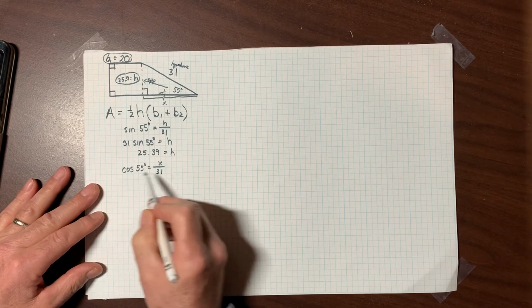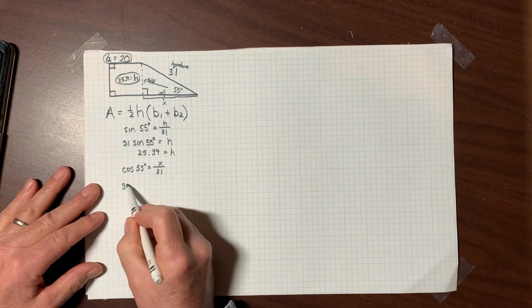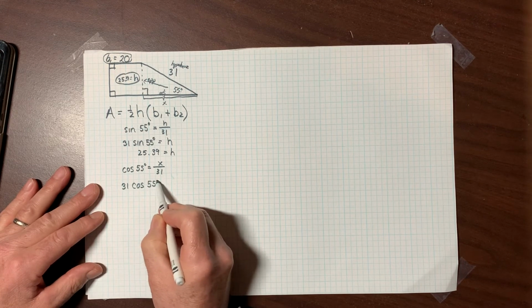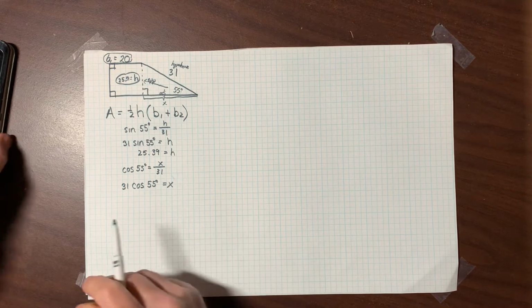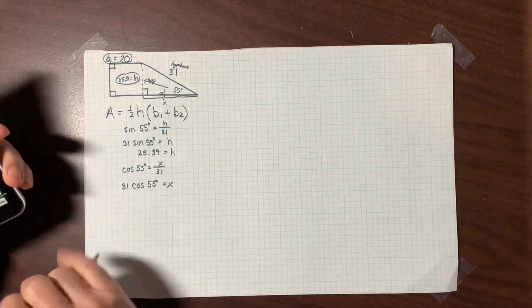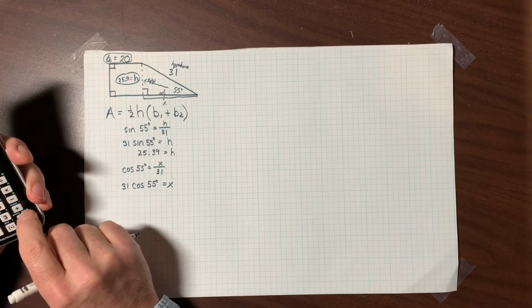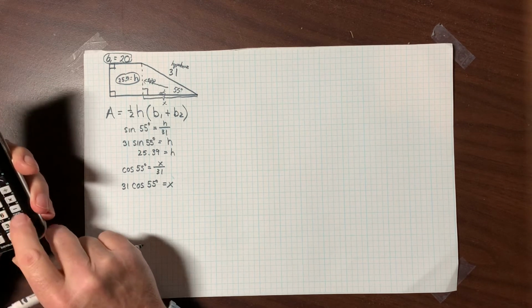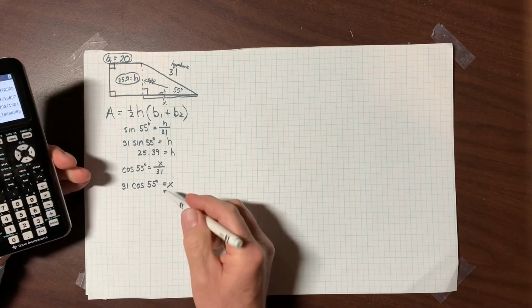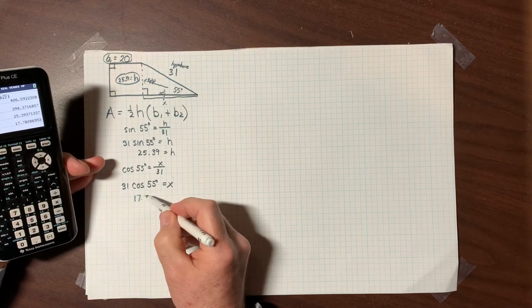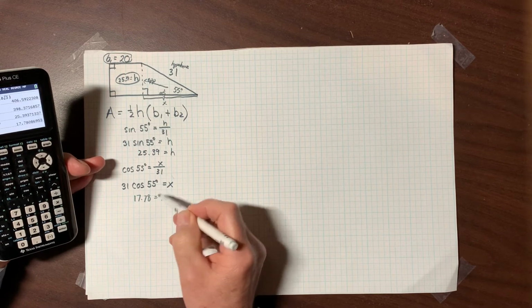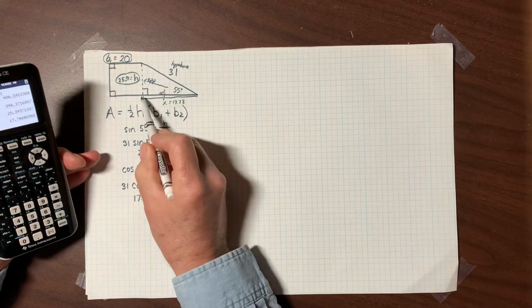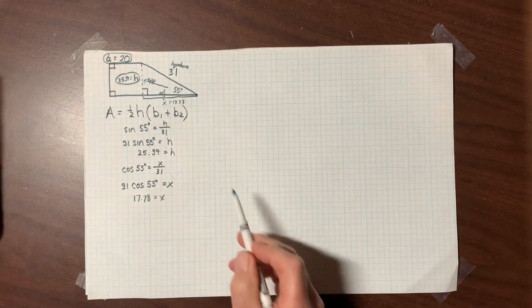If I multiply both sides of this equation by 31, I'd have 31 times the cosine of 55 degrees is equal to X. Gonna go to the calculator, get my answer, round it to the nearest hundredth. So I'm going 31 cosine 55, coming up with 17.78. And I'm gonna write that on my diagram. This is 17.78 from this point to this point.